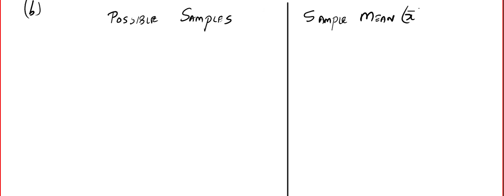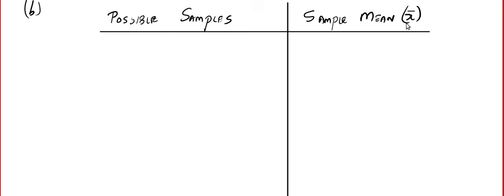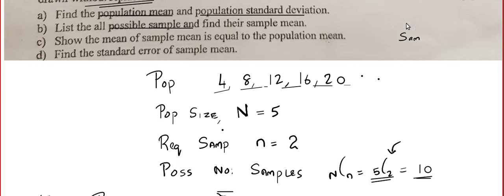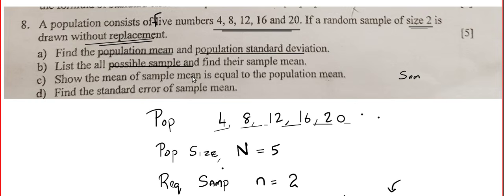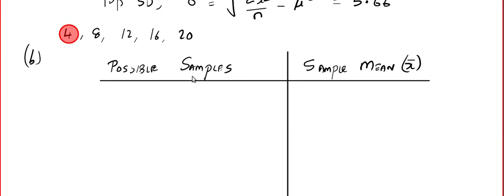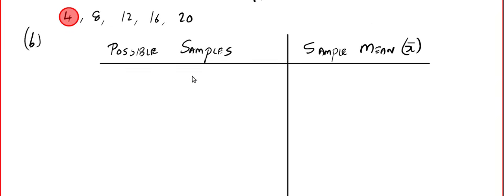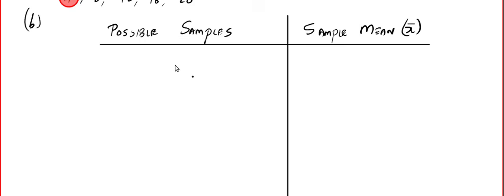They have asked in the question. Now look at this. In this question, they have not asked for the sampling distribution, but now and then they ask for the sampling distribution. Even if they ask for the sampling distribution, the procedure is the same. Okay, so possible samples. Look at this.